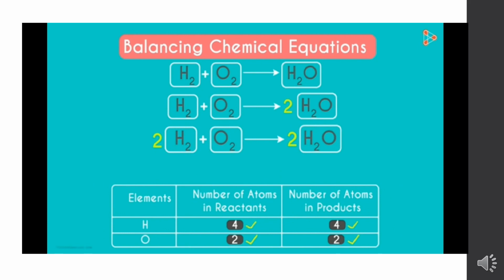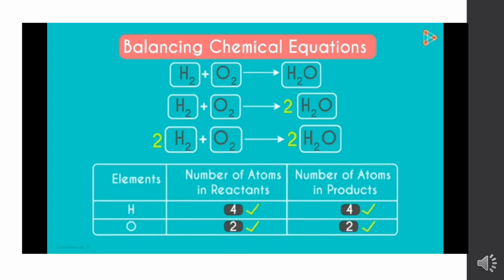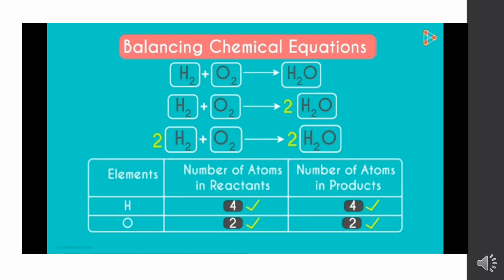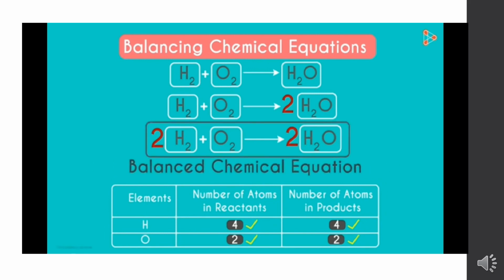The number of hydrogen atoms became 4 on the right side. And what is the number of hydrogen atoms on the left? It's 2. So, how do you think we can balance the hydrogen atom now? We can multiply the hydrogen on the left side with 2 to get this. Is the equation balanced now? Absolutely. We can confirm this from the table and verify it.